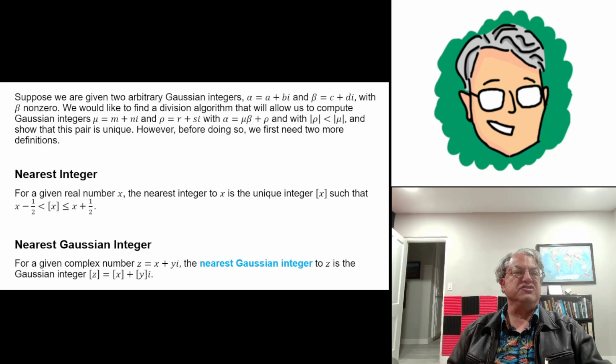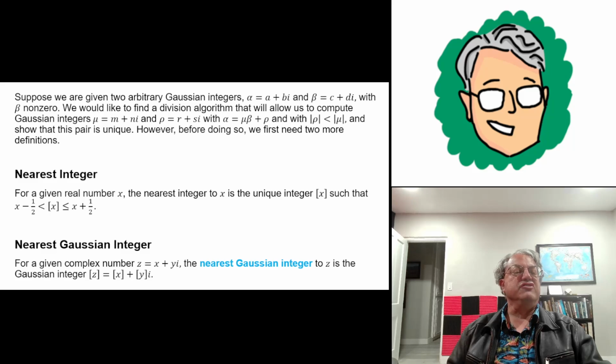So it turns out the Gaussian integers, not only is that an integral domain, but it's also a Euclidean domain, which means there is a division algorithm for Gaussian integers, and that's what I'm going to do today. I'm going to finish up by actually describing a detailed algorithm for computing the quotient and remainder of two given Gaussian integers, where the second one's non-zero. But first, we need a couple of definitions.